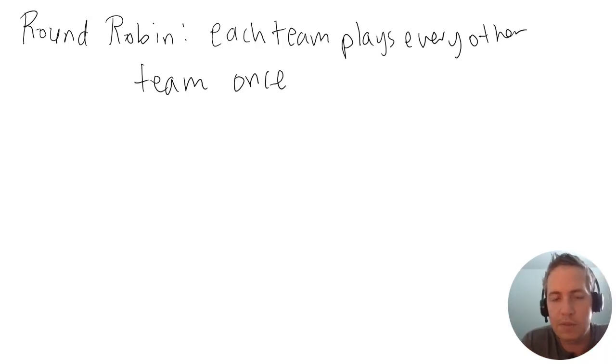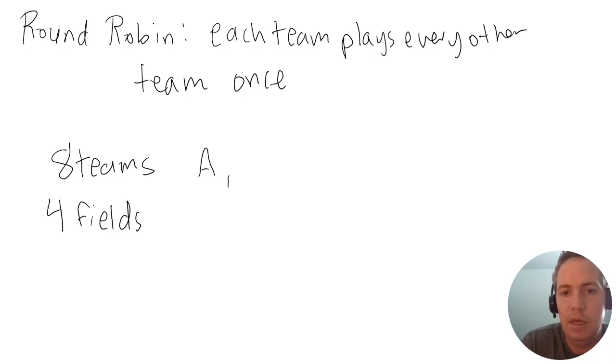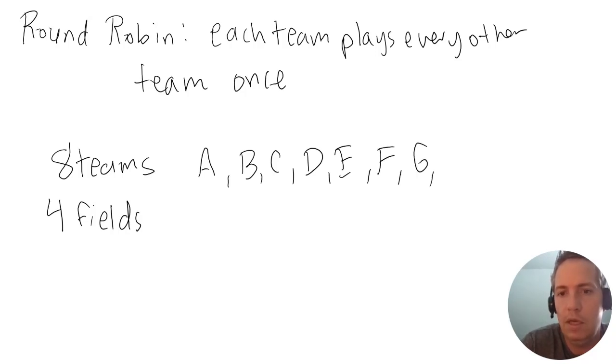Now, this becomes kind of difficult as far as scheduling because in the situation where we have, let's say, 8 teams, I'm going to do a specific example and use this example to demonstrate one of the mathematical ways to do this. Say you have 4 fields. And let's name these teams just to make it easy: A, B, C, D, E, F, G, and H. So here are your 8 teams. The question is, how do you schedule them so that they play each other?